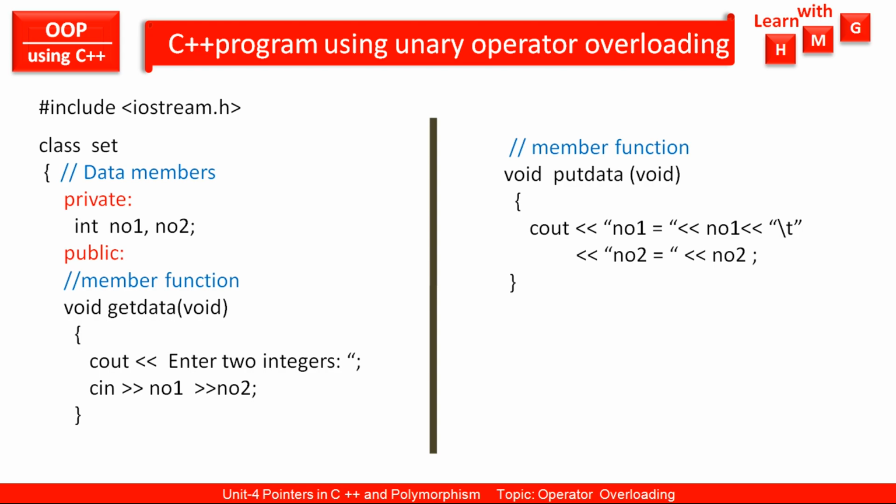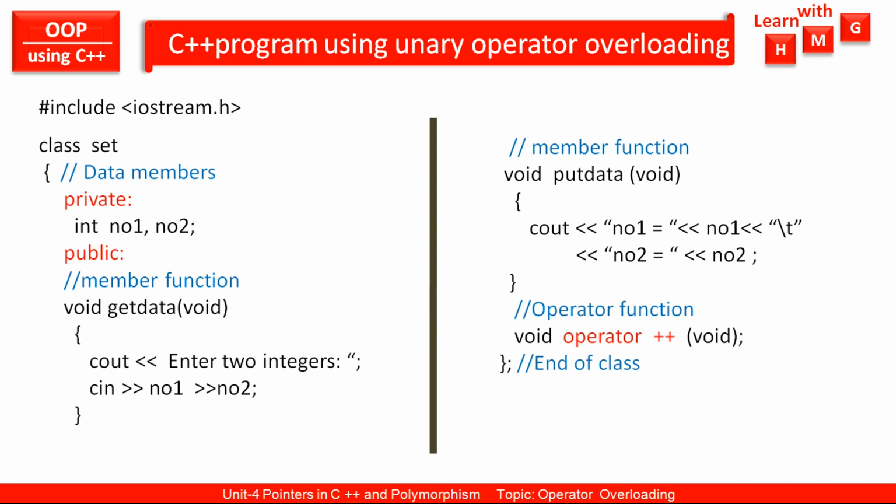Now let us write the operator function. The operator function declaration is not a definition; it is a single line declaration, just like a function prototype. So: void operator++(void). As we have studied in the example, the name of the operator function is operator++, it does not accept any argument and it does not return any value. This is the operator function declaration within the class, and the definition we will write outside the class.